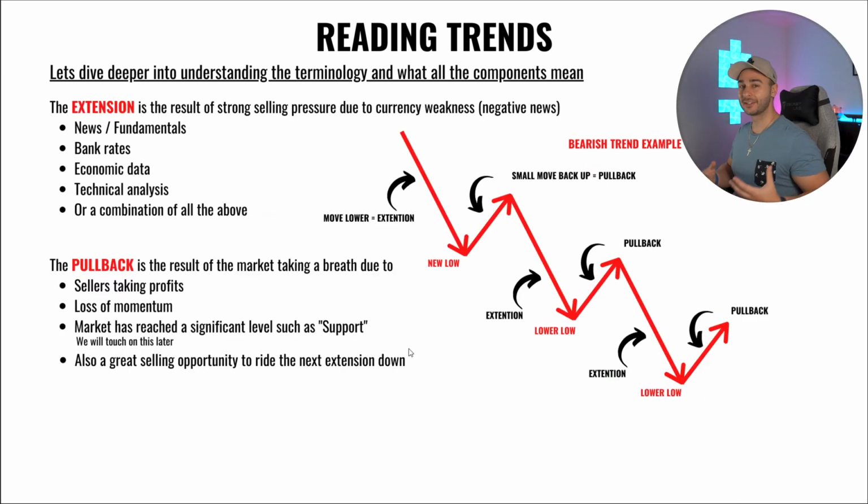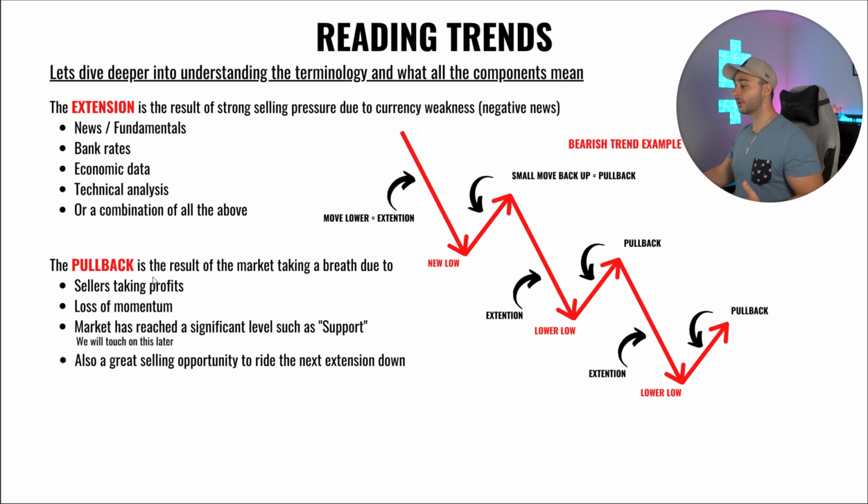So what is the meaning of extensions and pullbacks? So the extension is the result of a strong selling pressure due to the currency weakness, so negative news, in a bearish trend. So the extension will be related to news or fundamentals, bank rates, economy data, technical analysis, or a combination of all the above.